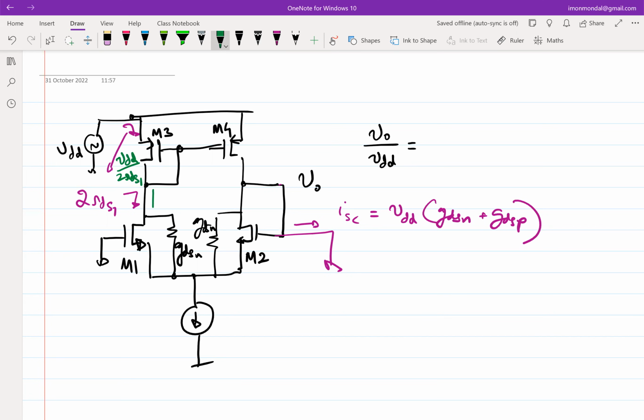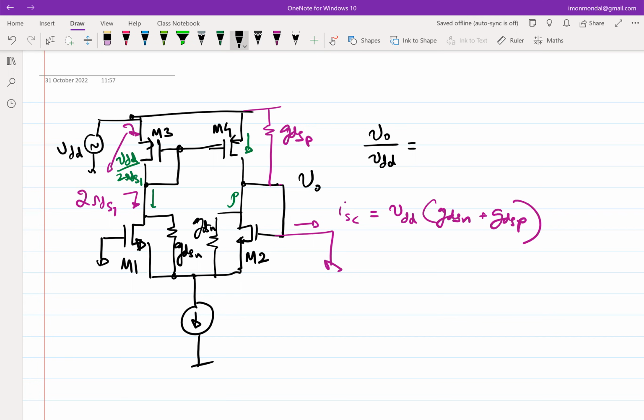This current is flowing in, so it has to flow out. Similarly, this current is getting mirrored through the GM of M4, so this will come out. The current due to this mirroring and this, if you add it up, becomes VDD by RDS1. On the other hand, you also have this here, which contributes another VDD times GDSP. So you add them up and get ISC to be VDD times (GDSN plus GDSP).